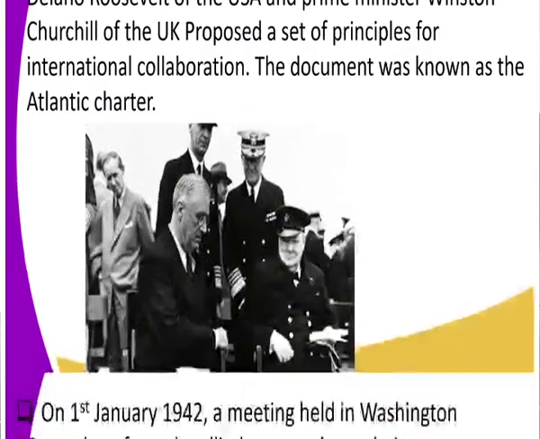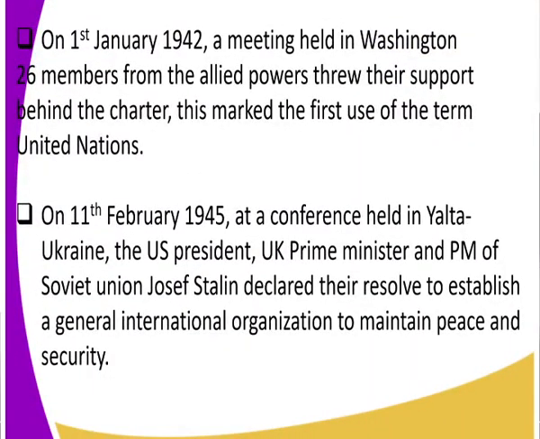Then also, on 1st January 1942, a meeting was held in Washington, whereby 26 members from the Allied powers threw their support. They gave all their support to the Charter. They said, we have agreed to the principles of international cooperation. So it had support from 26 members.